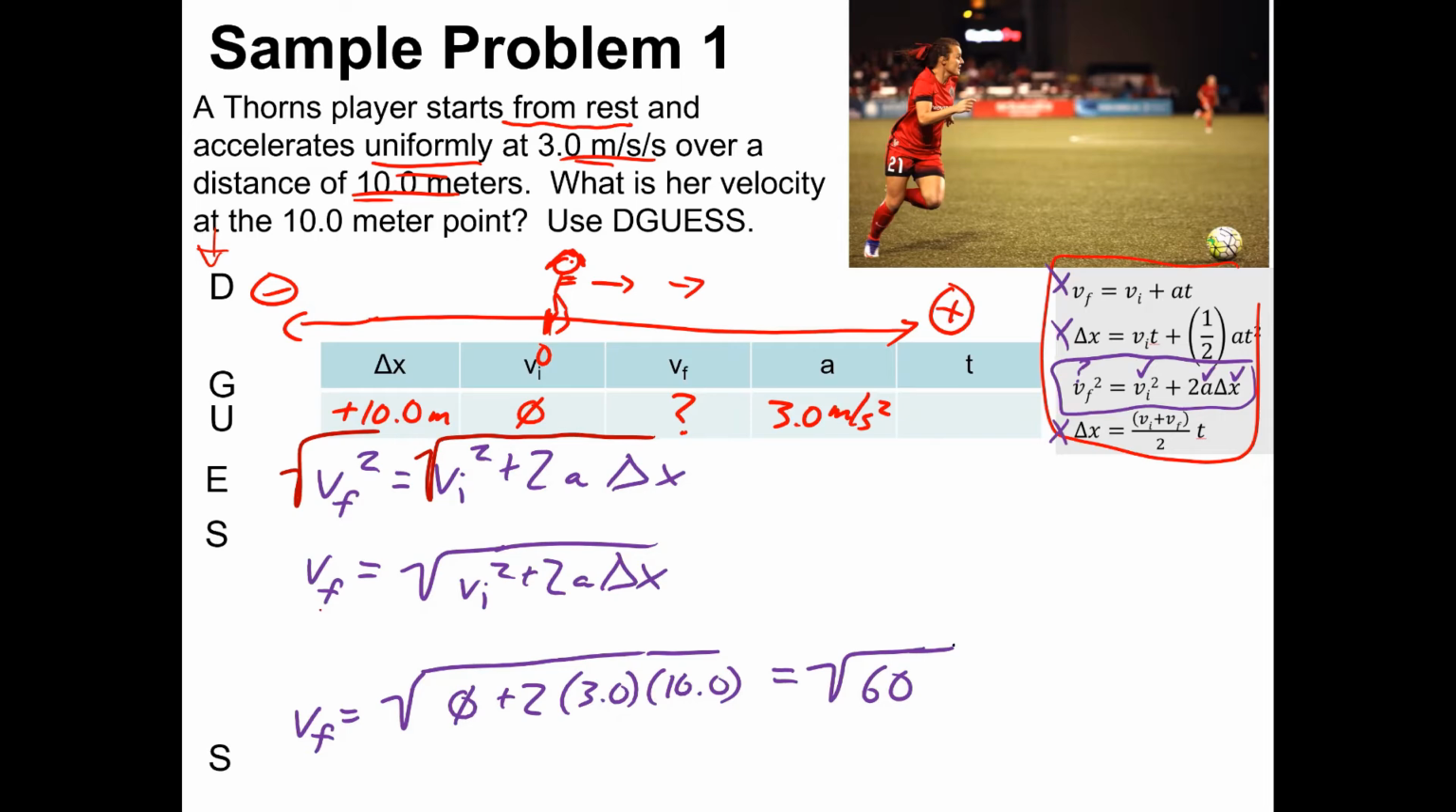So I'm going to do it quickly here in my calculator. And the answer I get is 7.7 meters per second. Okay, so that's sample problem 1. Notice we've gone through all the steps, the DGUESS, to get our solution. Let's move on to sample problem 2.